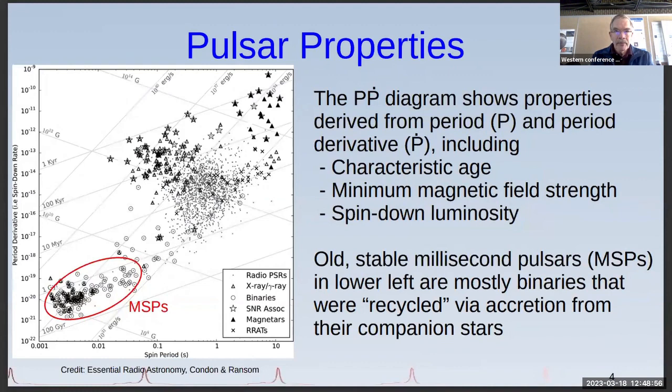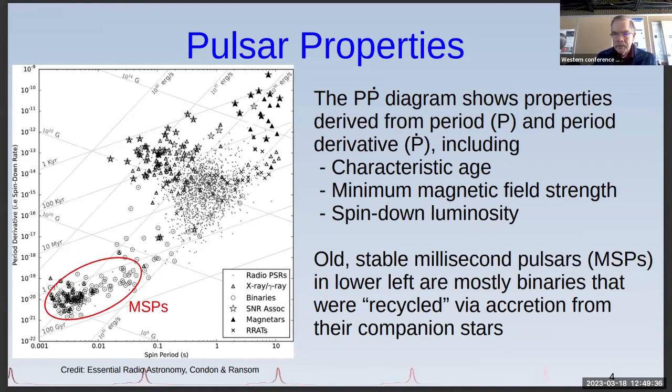Basic pulsar properties are shown in what's called the P-dot chart, which plots the period and the period derivative. The period derivative is the rate of change. It's on the vertical scale, and the horizontal is the period. It's a logarithmic chart, but all the various pulsars are plotted here. And it shows things like the characteristic age, which is not the true age, but it is an indicator of the age of the pulsar. It shows the minimum magnetic field strength necessary to generate the pulse that we see, and the spin-down luminosity.